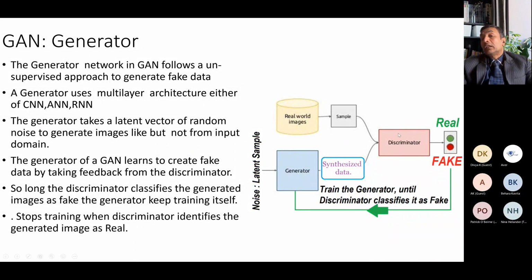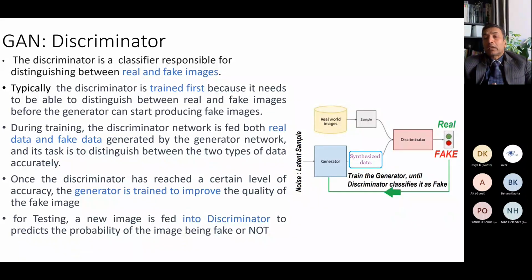Until the discriminator keeps identifying that the data generated by the generator is fake, the generator keeps training itself. So this is a very interesting and, I would say, useful concept, because it is performing two things here. One, the generator is generating data which looks like the real data, but it's not the real data. And two, the discriminator has this probability of identifying if the data is real or fake. So both the discriminator and the generator actually work together.